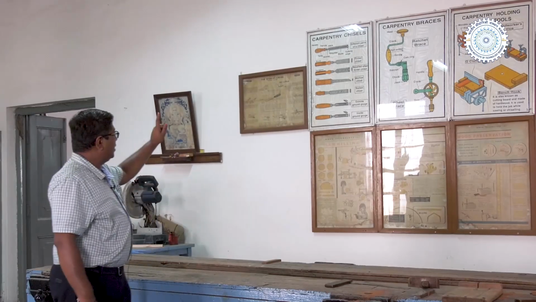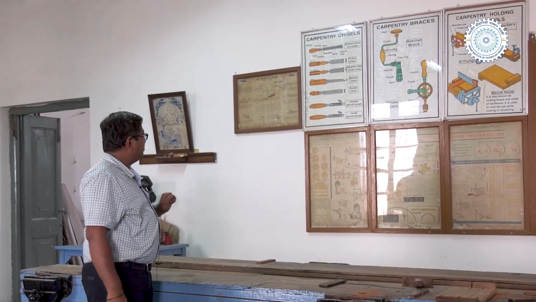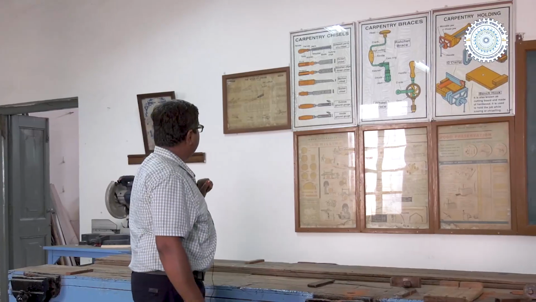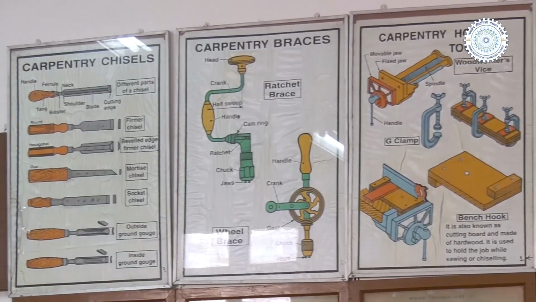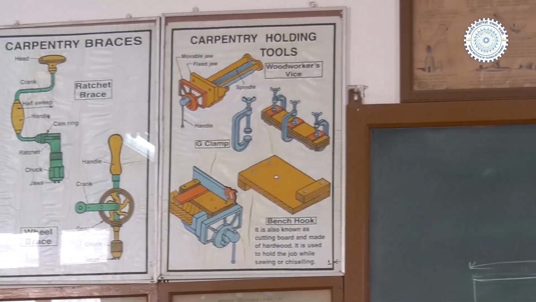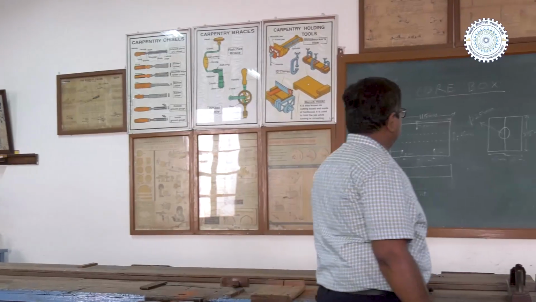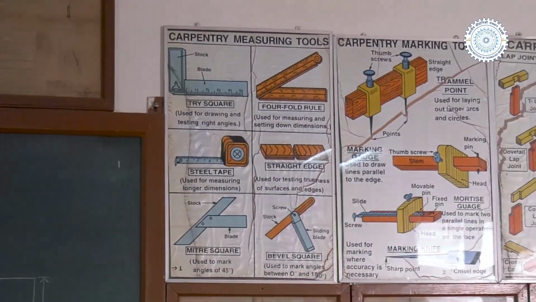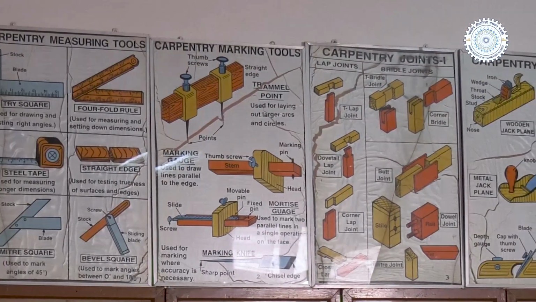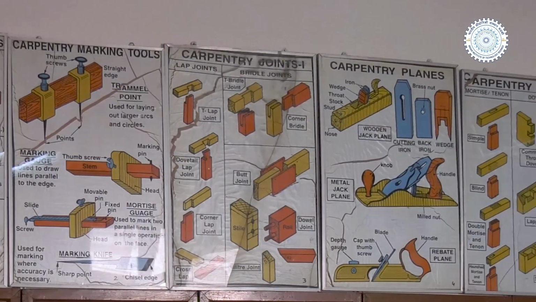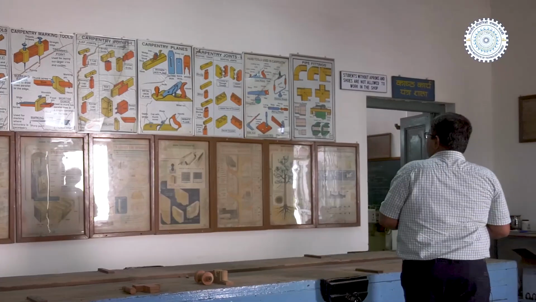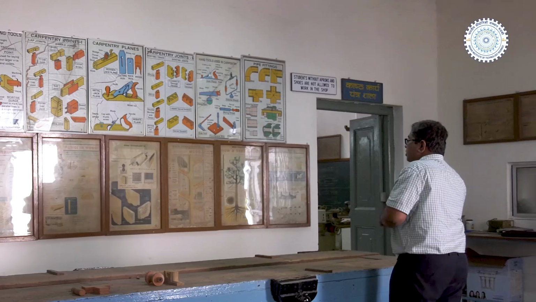Dear friends, look at those charts. Various carpentry tools used in the carpentry shop are shown there. Various chisels, then various braces, then various holding devices. Then you have various carpentry measuring tools, then marking tools. Already we used one marking tool. Then various joints used in carpentry. Then planes, commonly used is the jack plane, wooden jack plane.